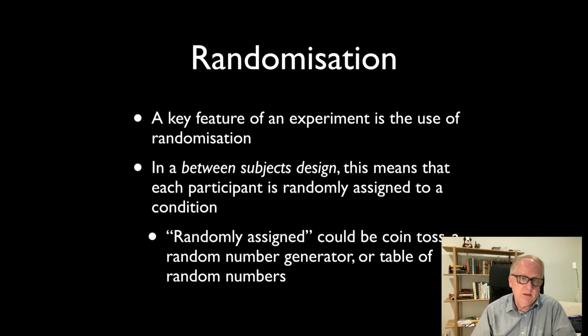We'll also talk next week about a within subjects design. This would be a case where a participant goes through all of the different conditions, but for now, let's just keep it simple. In a between subjects design, let's say you have the experimental group and you have the control group. Randomly assigned means that you could use a coin toss or a random number generator or a table of random numbers to help you decide whether or not they should go with that one condition or the other.